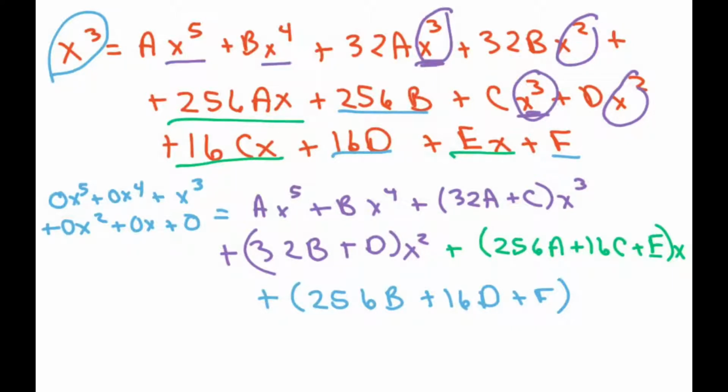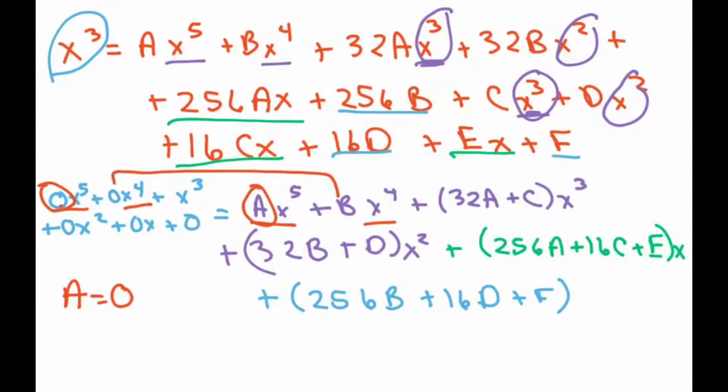So if you look at this, on the x to the 5th, that's your a, and so your a matches the 0. So your a equals 0. Same thing with x to the 4th. Group those two, so we have b equals 0. So your a and b is 0. Now we get into the last ones. We have x cubed here, and this is a 1 in front. So what we have is 32a plus c equals 1.